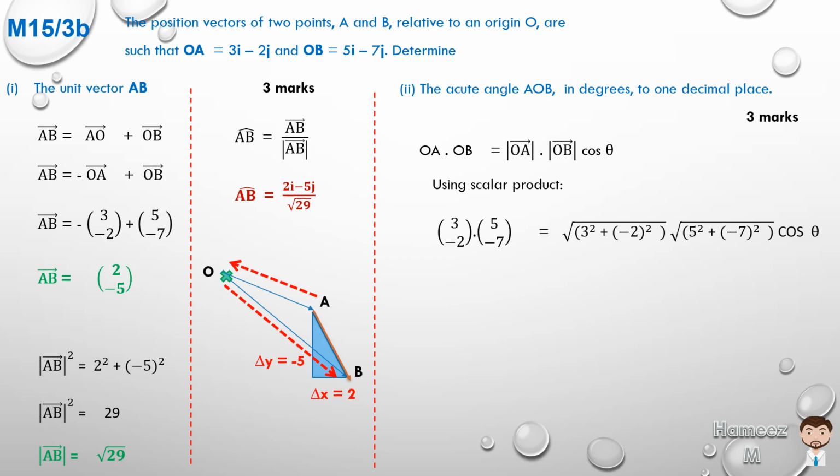There's only one unknown, which is theta, so we can solve for that. So if we're using the left hand side, it will be 3 times 5 plus minus 2 times minus 7, is equal to the square root of 3 squared, which is 9, plus minus 2 squared, which is 4. 9 and 4 is 13, square root of 13. And 5 squared is 25 plus 7 squared is 49, which is the square root of 74, times cos theta. So if you want cos theta, it will be 3 times 5 is 15 plus 14 is 29. 29 over the square root of 13 times the square root of 74. As such, theta is equal to 20.8 degrees.